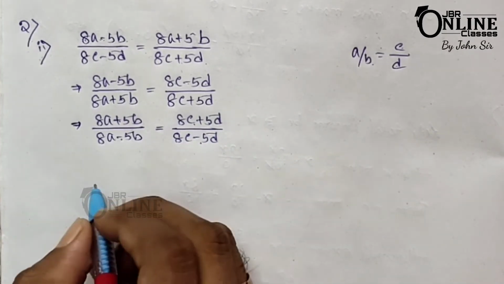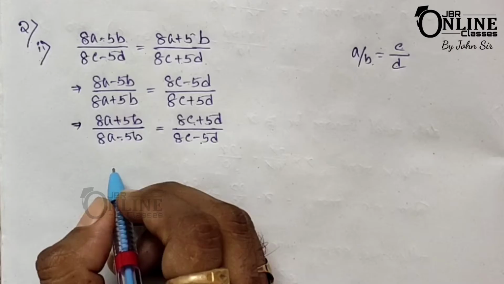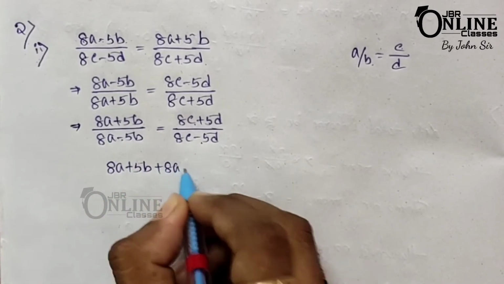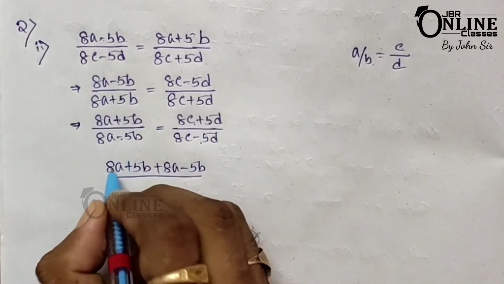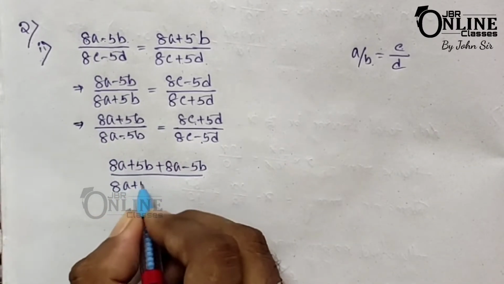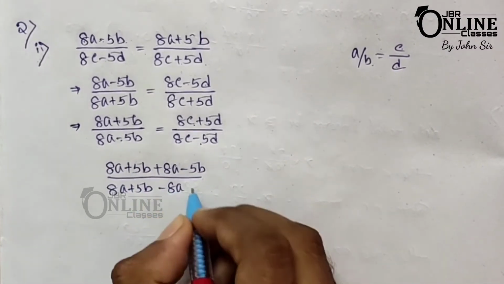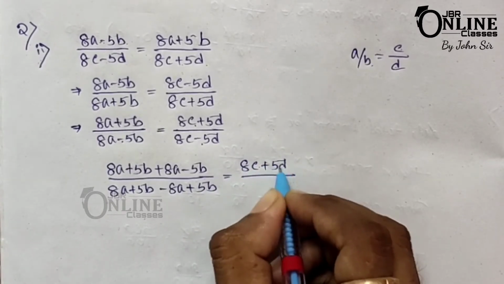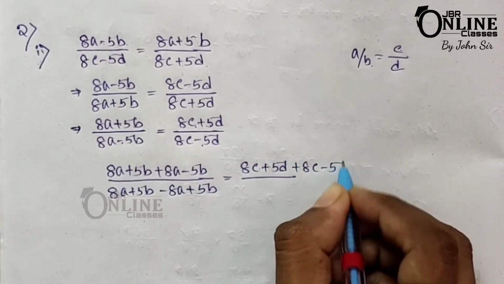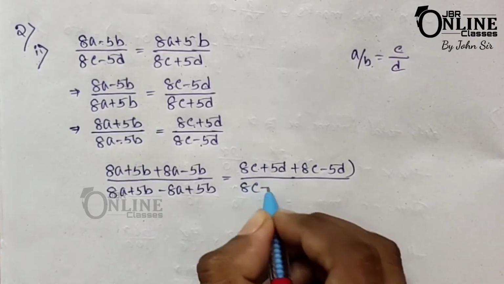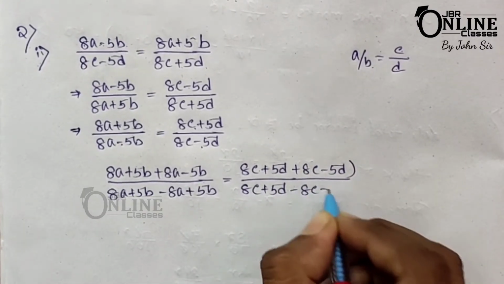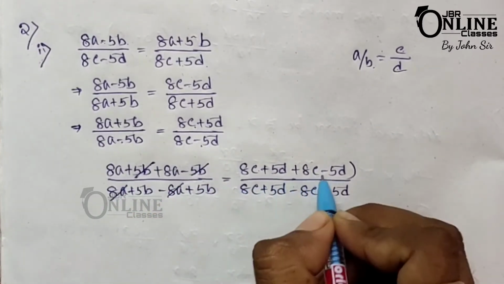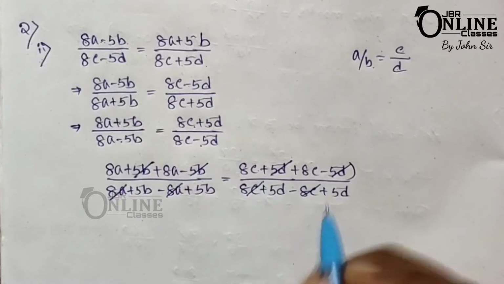Okay, now you can apply the componendo and dividendo formula. So according to that formula, 8A plus 5B, then again 8A minus 5B, that means numerator plus denominator. Now here 8A plus 5B minus 8A plus 5B. The right hand side, 8C plus 5D plus 8C minus 5D, 8C plus 5D minus 8C plus 5D. So here 5B 5B cancel out, 8A 8A cancel out, 5D 5D, here 8C 8C.